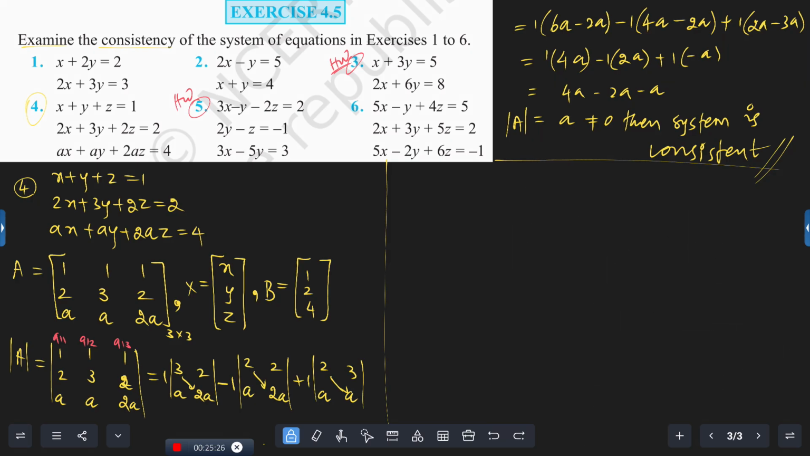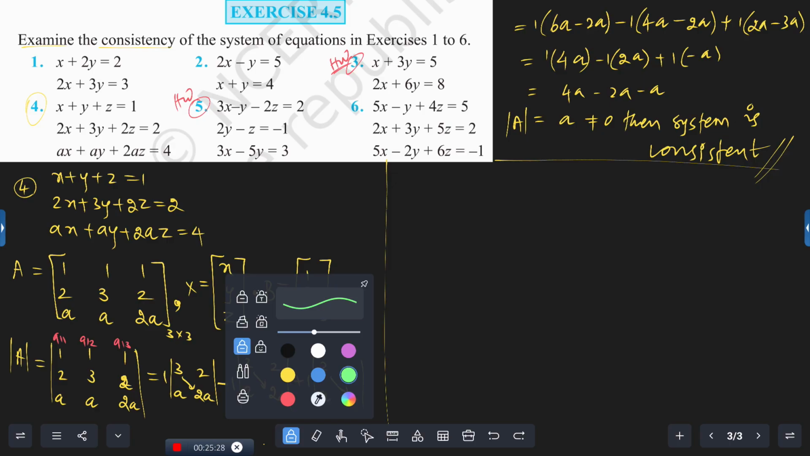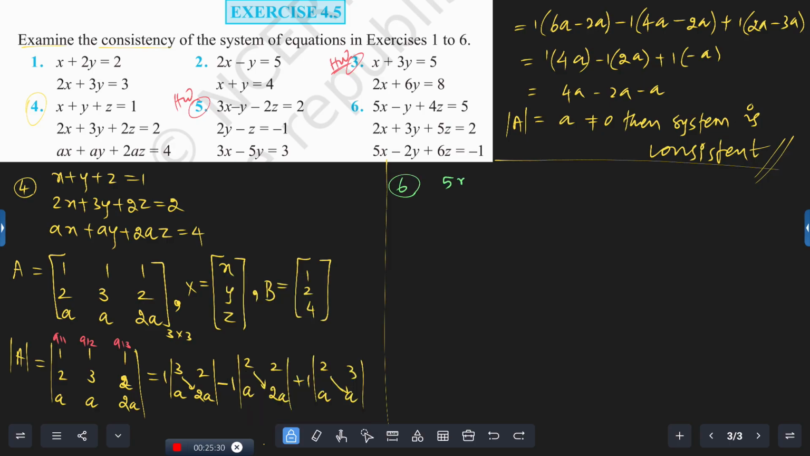So in the same page I am doing, what is the sixth one? 5x minus y plus 4z is equal to 5, and 2x plus 3y plus 5z is equal to 2. 5x minus 2y plus 6z is equal to minus 1. Suppose which is not in proper order, you have to make it. Means something they will be giving equal to 0. Constant you want to send opposite, then you will be getting correct format. Be careful. First we will make A matrix.